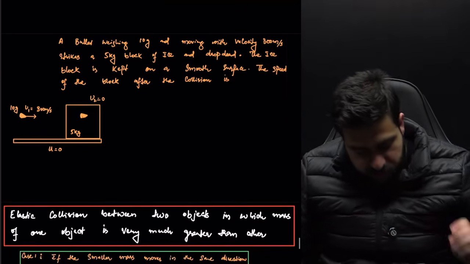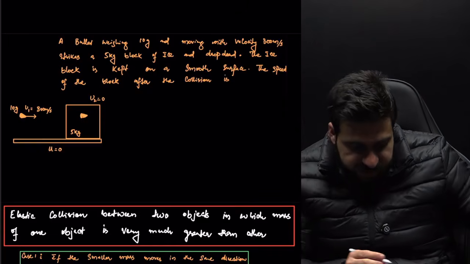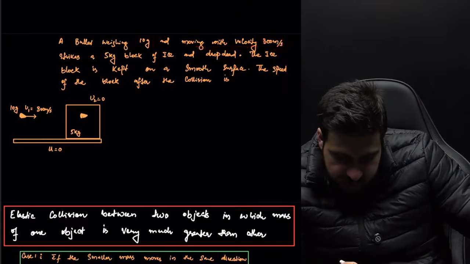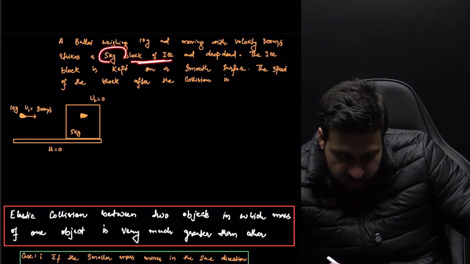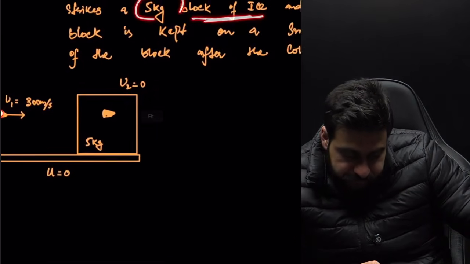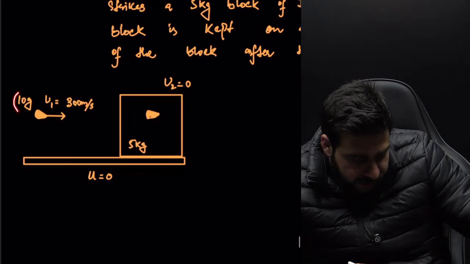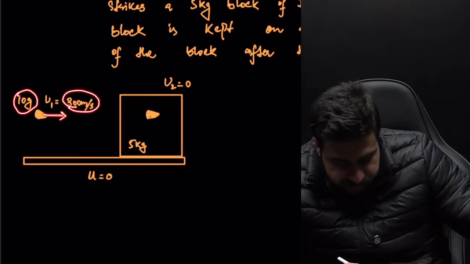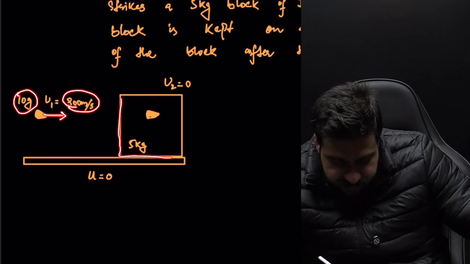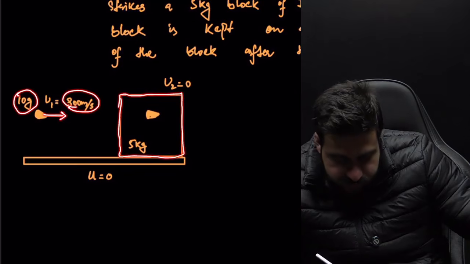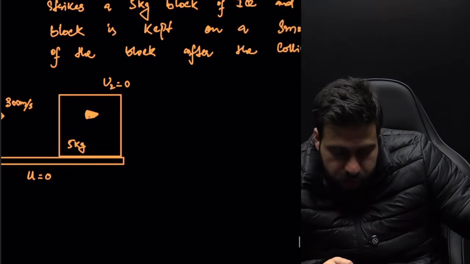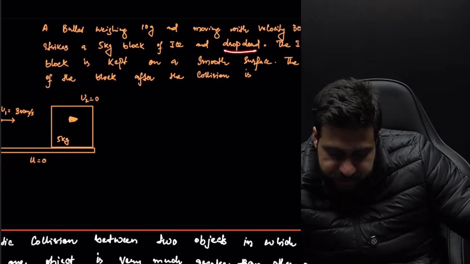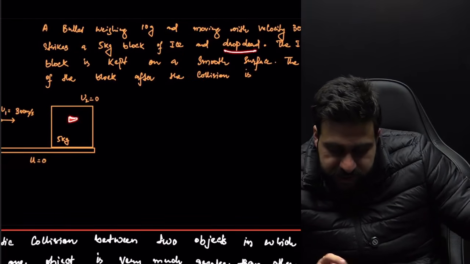Now, guys, let's take a look at this particular question. A bullet weighing 10 grams, moving with a speed of 300 meter per second, strikes a 5 kg block of ice. There is a bullet, 10 grams, its velocity is 300 meter per second. It strikes an ice block and drops dead. Drop dead means it is moving inside.